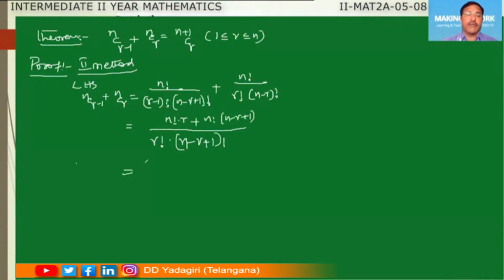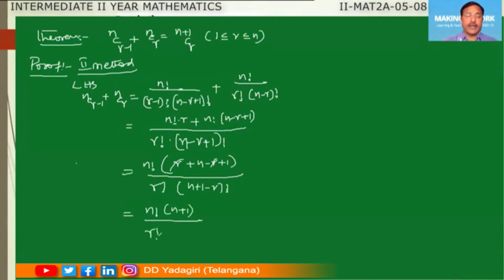Right? Now n factorial is common in the numerator. So r plus n minus r plus 1, whole divided by r factorial into, we can write this as n plus 1 minus r factorial. Now minus r plus r will get cancelled. Now n factorial into n plus 1 by r factorial into n plus 1 minus r whole factorial.